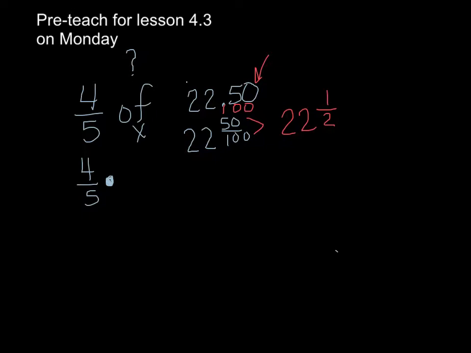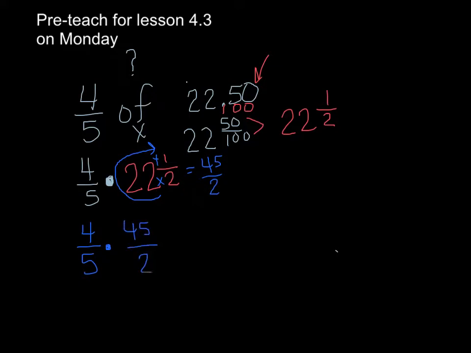Now, I want to take 4/5 times 22 and a half. Now, that's my $22.50. When we take fractions times a mixed number, we're going to have to do this right here. So now it's 4/5 times, 2 times 22 is 44. 44 plus 1 is 45 halves.